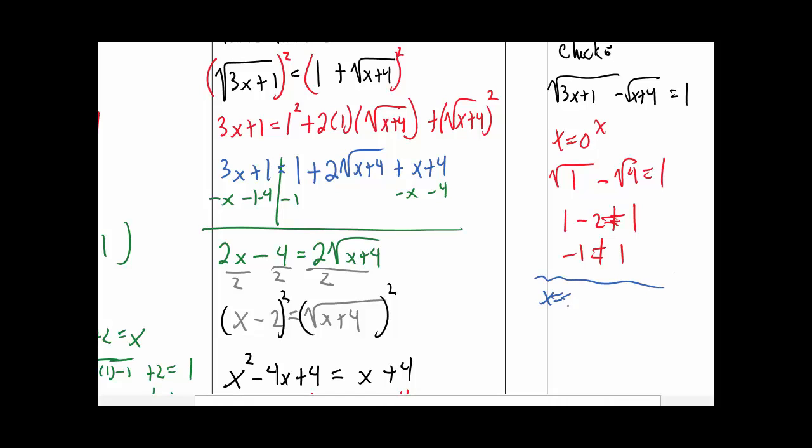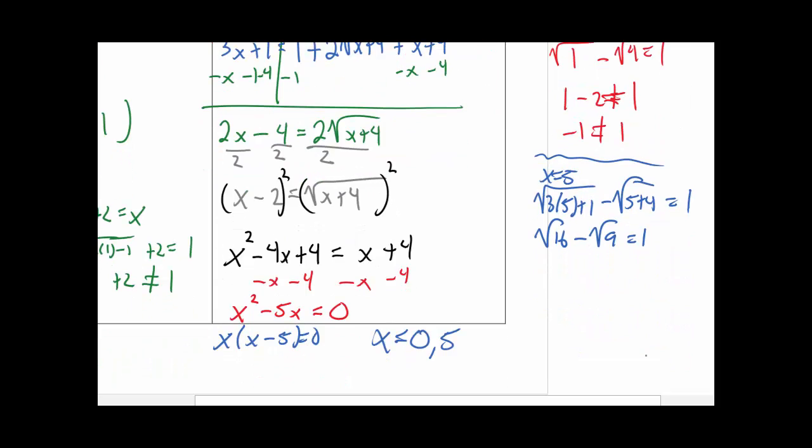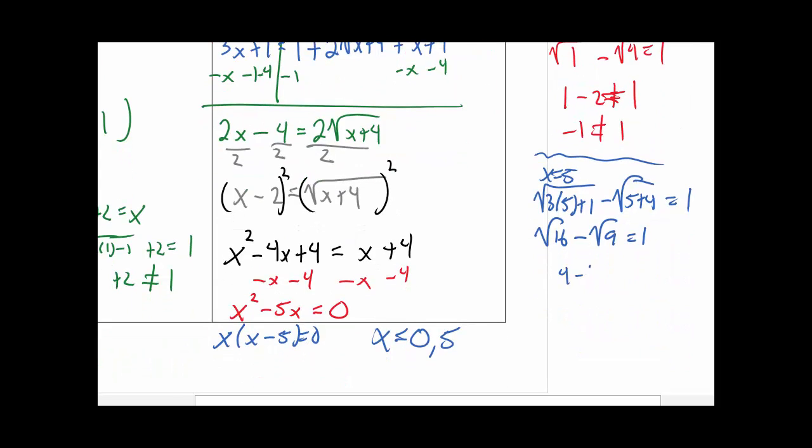Alright, what about 5? Is 5 going to work out for us? So square root of 3 times 5 plus 1 minus square root of 5 plus 4 equals 1. Okay, so we get 3 times 5 plus 1, so that's square root of 16 minus square root of 9 equals 1. And the square root of 16 happens to be 4, minus 3 equals 1, so we do get 1 equals 1. So 0 does not work, 5 does.